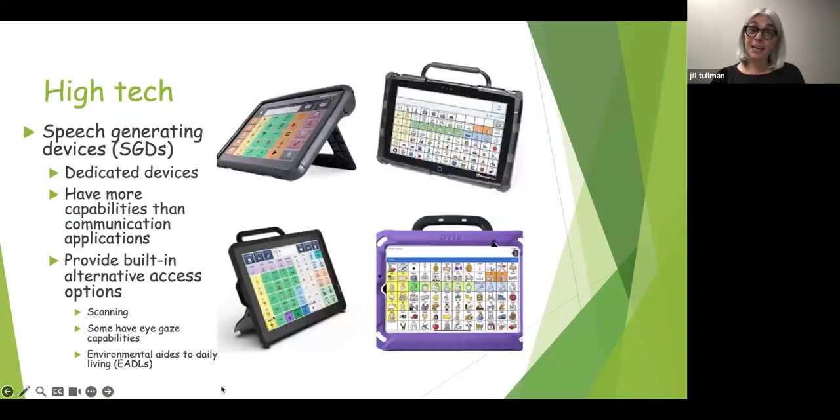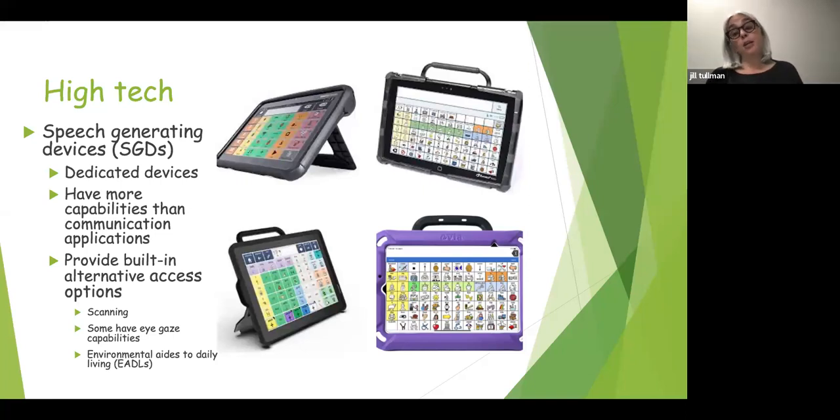When we talk about high tech, we're talking about speech generating devices. These are just some examples. They're referred to as dedicated devices. So these devices are approved by the FDA, they're approved by the FCC, and they are considered to be durable medical equipment. We'll talk about what that means in a minute. Speech generating devices have more capabilities than communication apps. So we'll talk about that in a minute too, but we can download communication apps onto iDevices instantaneously.